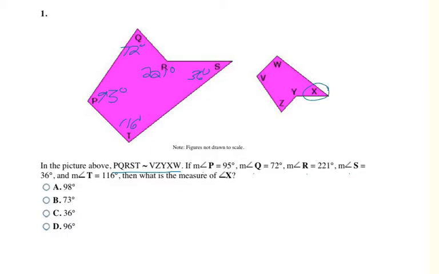So I know all of the angles of this bigger shape, and I know that they're similar. So I just need to figure out which angle over here corresponds to x, and it'll be the exact same number. So if I look, x is the fourth letter in the similarity statement, and s is the fourth letter in the similarity statement, the first part of it. So that means x and s are going to be the corresponding angles. So if s is 36 degrees, then x is also 36 degrees, and my answer is C.